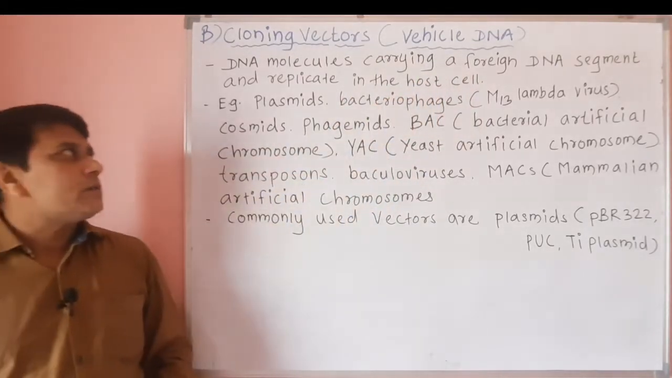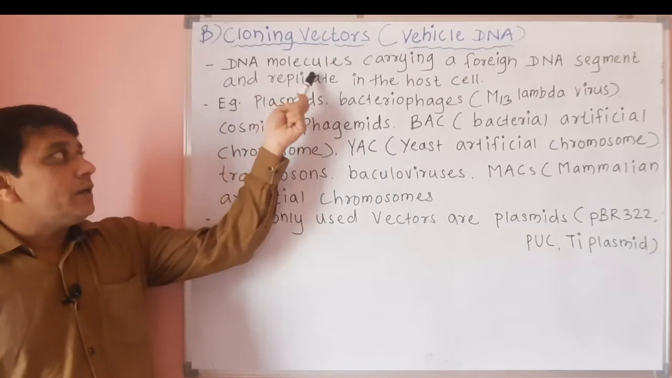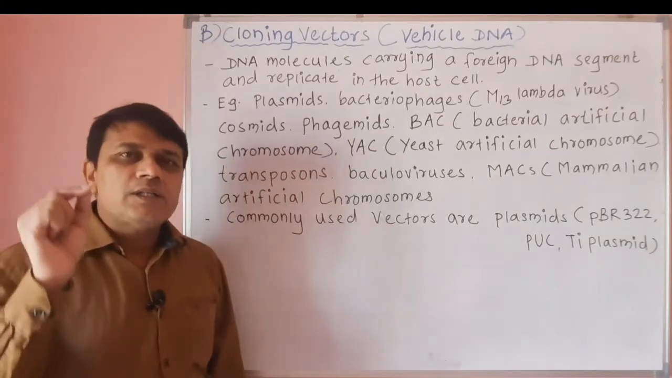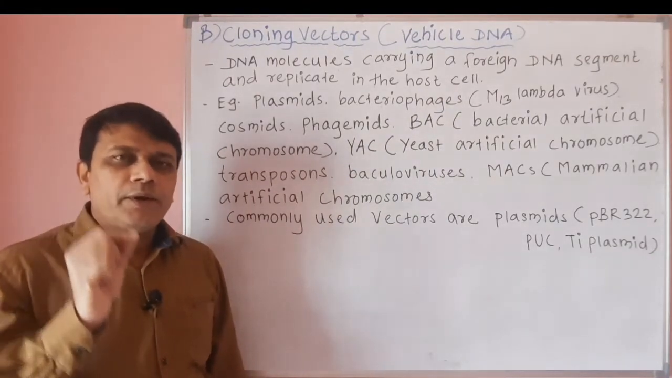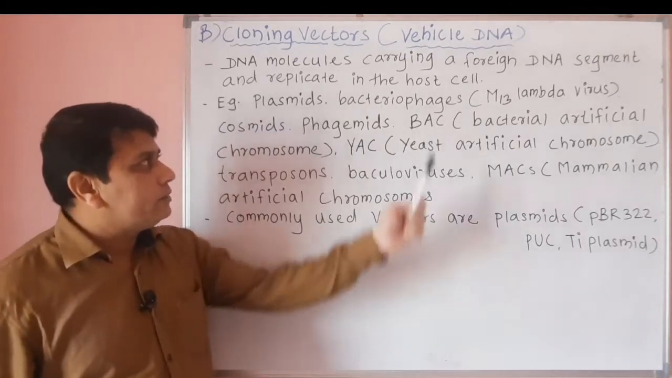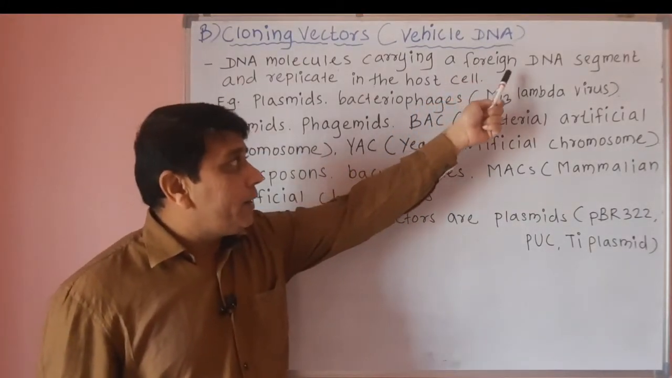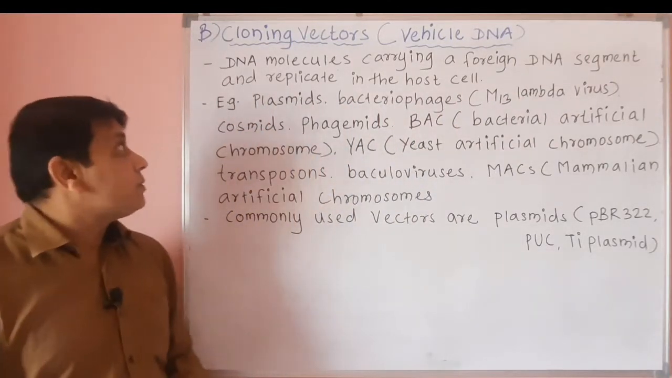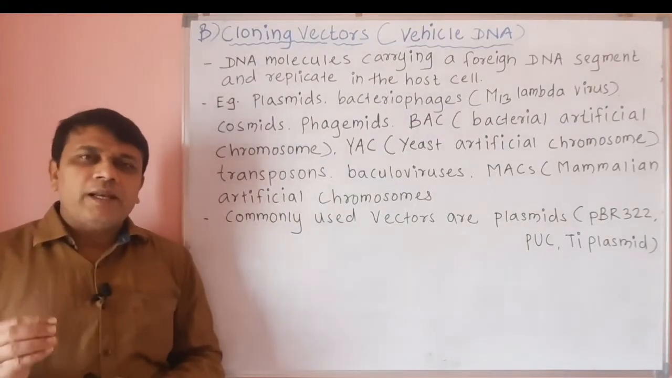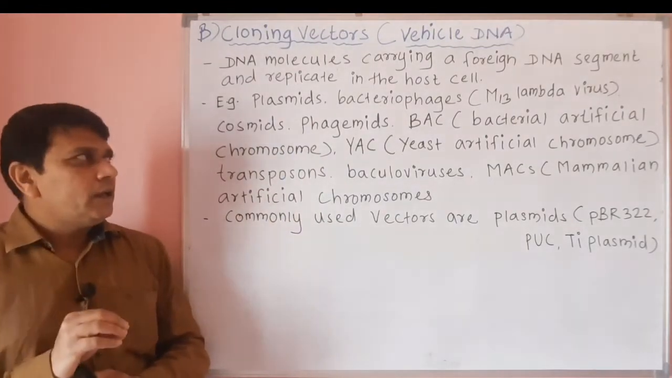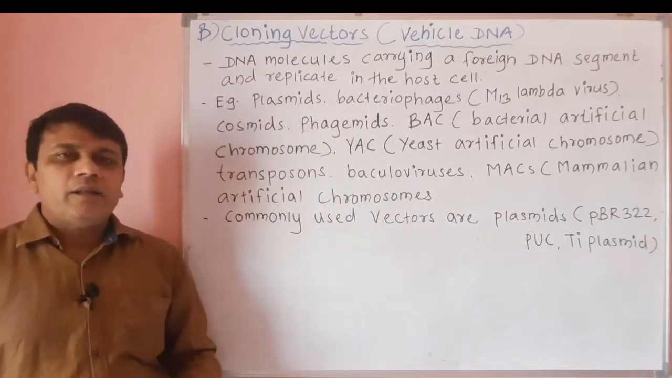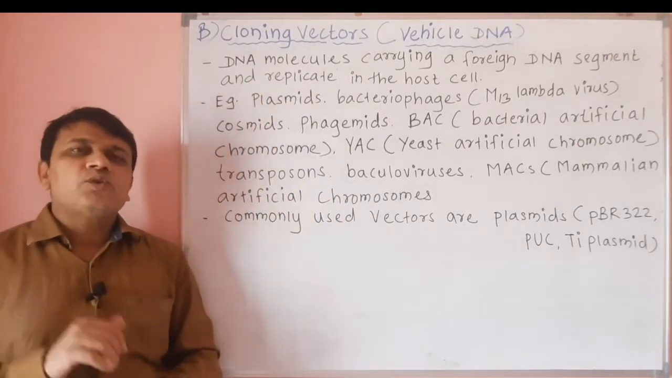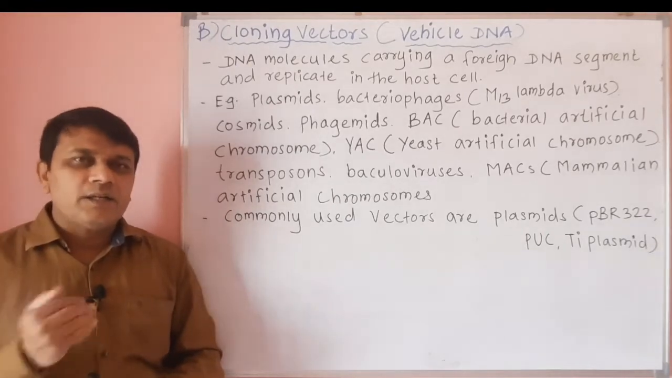So cloning vectors are DNA molecules carrying a foreign DNA. Foreign DNA means the desired gene which we want to introduce in a suitable organism. Such a foreign DNA segment can replicate in the host cell. That means the DNA molecule which carries the desired DNA and can replicate in the host cell is called a cloning vector. It is also called vehicle DNA as it carries the desired gene.